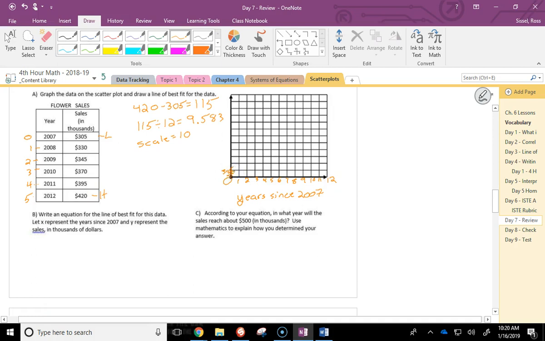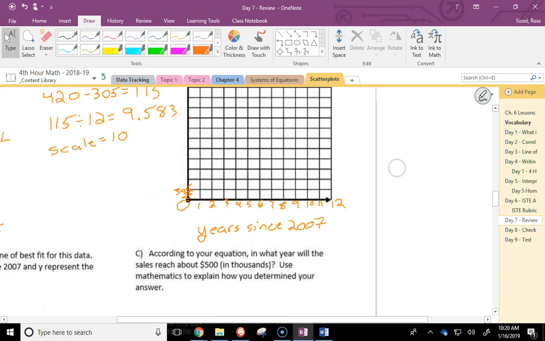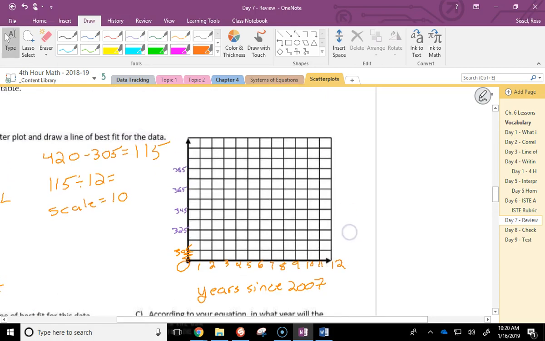Now, for me, I'm going to erase this so I can write 305. Now, I don't like having too many numbers, so I'm going to skip. And I'll show you how I do it. You could write 315 here, but instead I'm just going to go, that's 315, so this is 325, 335, 345, 355, 365, 375, 385, 395, 405, 415. Okay.